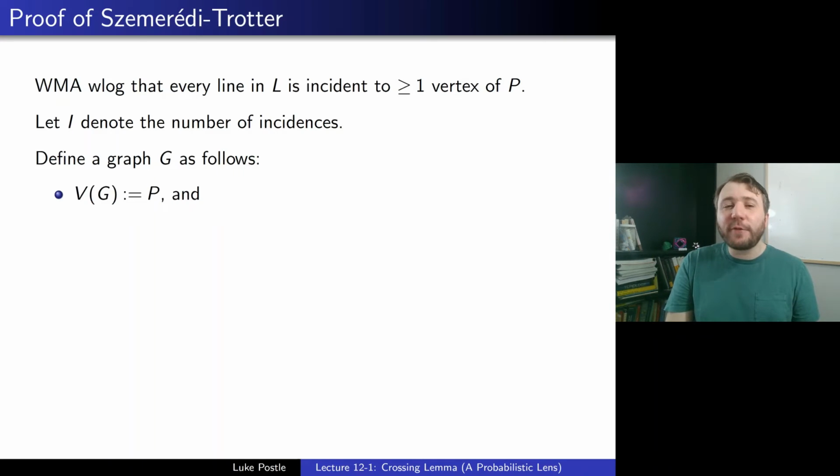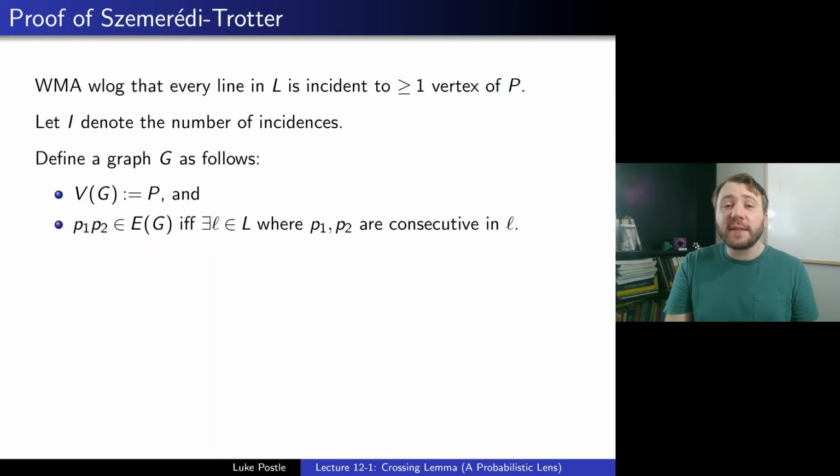So here's the graph. We'll let the vertices of G be P, the set of points. And we'll put an edge between 2 points P1 and P2 if and only if there exists a line, little l, where P1 and P2 are consecutive in the line. So consecutive among all those points. So basically for each line, you just look at all the points on it, assuming there's 2 or more, and you put an edge between the consecutive ones.